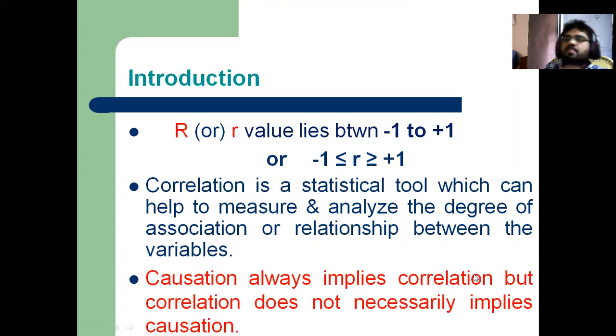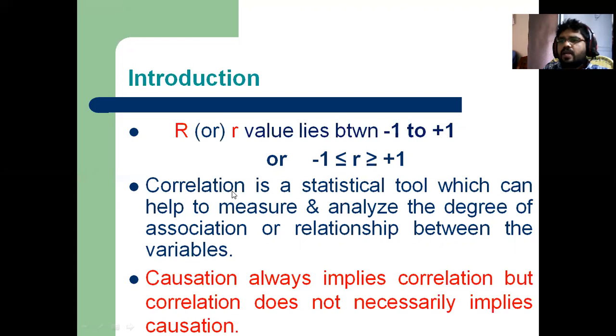Sometimes we write it like this: -1 is less than or equal to R, which is less than or equal to +1. Whatever R value you get must lie within plus or minus 1.